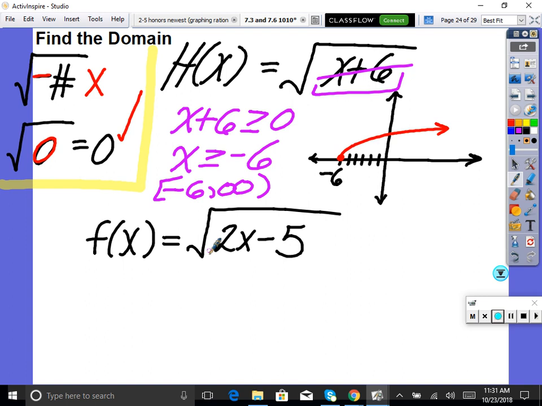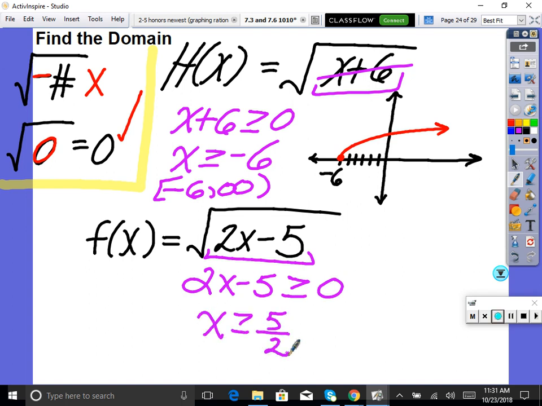Okay, let's do this one. Find the domain. So what would we say? 2x minus 5 needs to be greater than or equal to 0. So then you'd add 5, divided by 2. So x is greater than or equal to 5 halves, right? So then you'd say 5 halves to infinity would be our domain.